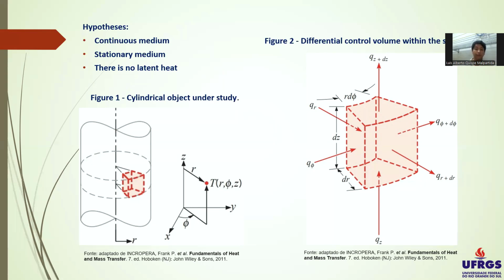The following figures were adapted from Incropera's book, Fundamentals of Heat and Mass Transfer, 2011 version. Figure 1 represents the cylindrical object that we are going to analyze. Using cylindrical coordinates implies working with three spatial components: the radius r, the angle phi, and the height z. On the other hand, in figure number 2, we observe a differential control volume. It's possible to see heat fluxes at both the inlet and outlet, as well as differentials of the control volume.